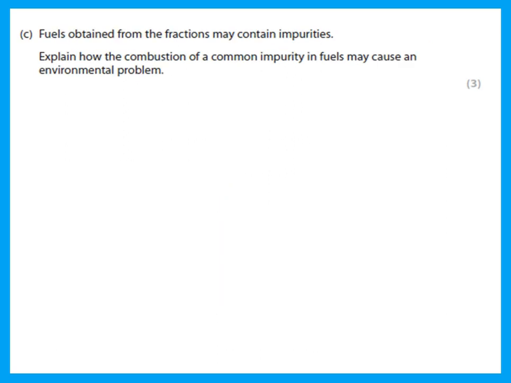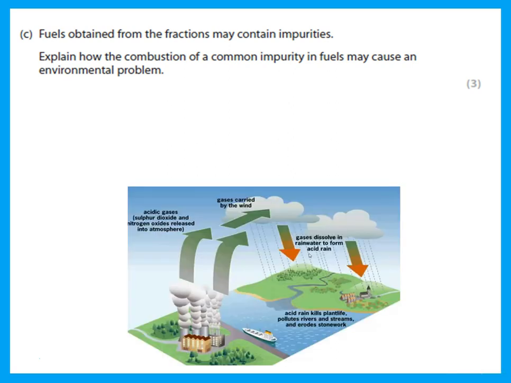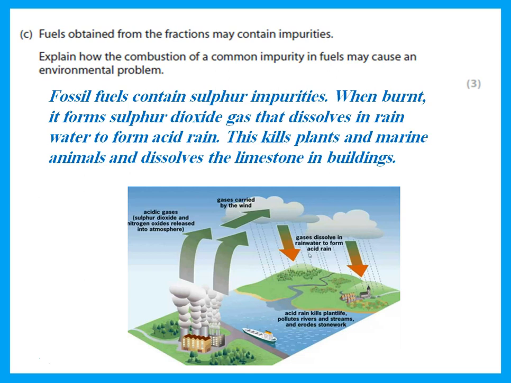Please remember these uses. So he's saying fuels obtained from the fractions may contain impurities. Explain how the combustion of a common impurity in fuels may cause an environmental problem. Remember that most of these fuels have sulfur impurities. The sulfur impurity, when the fossil fuel is burnt, the sulfur becomes sulfur dioxide gas. This dissolves in rainwater to form acid rain. And then you have to mention some of the effects of acid rain. For example, it kills plants, it kills marine animals, it dissolves buildings.